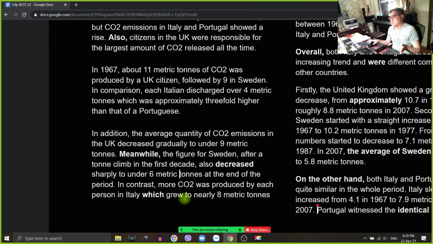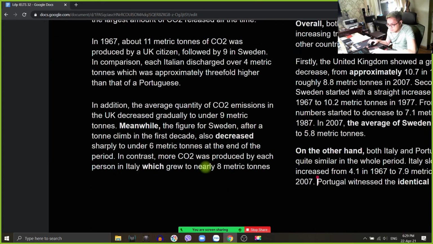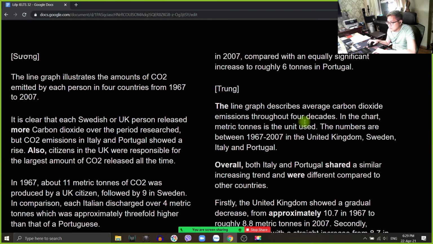Okay, if you mention the numbers, the unit must be correct, okay? Not just tons, but it has to be metric tons. Nếu mà các bạn có nêu ra cái đơn vị thì cái đơn vị phải chính xác là metric tons chứ không phải là một ton không đâu nha. Okay, so which grew to nearly 8 metric tons in 2007.